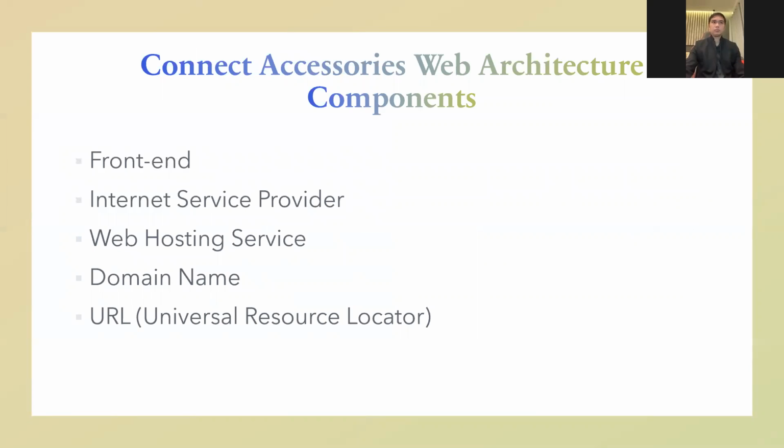Okay, so here is the list of Connect Accessories web architecture components. The first one we have is the front end, the second is the internet service provider for sure. And the third one we have is web hosting service, then domain name, and the last one is URL or Universal Resource Locator. And the rest of the components of Connect Accessories will be explained by Ravi.